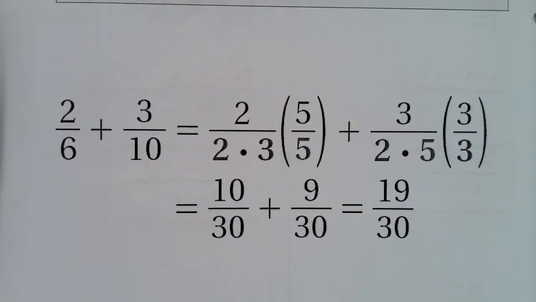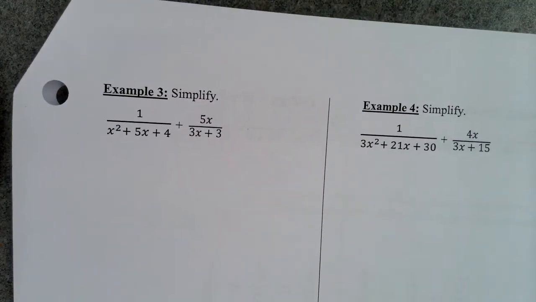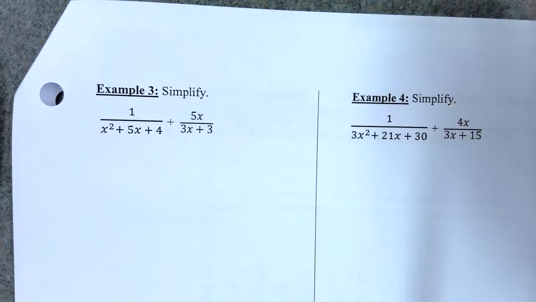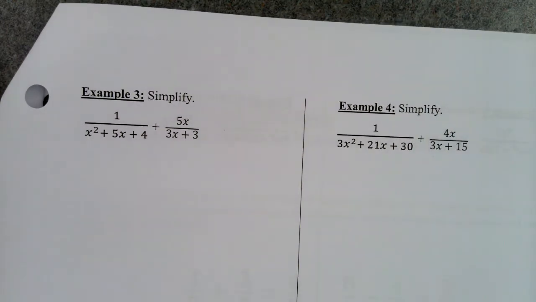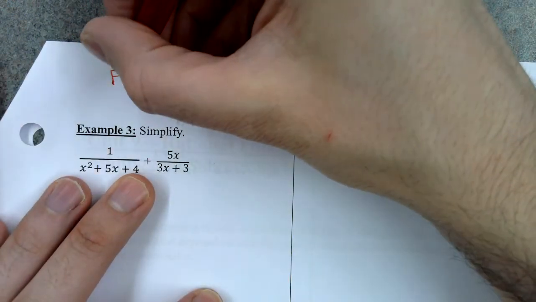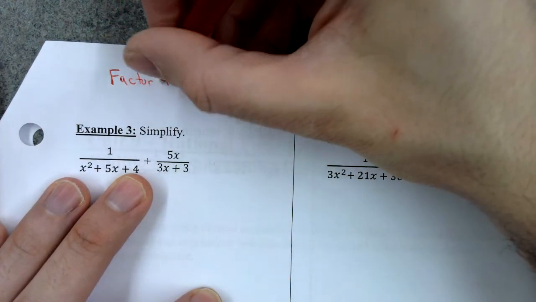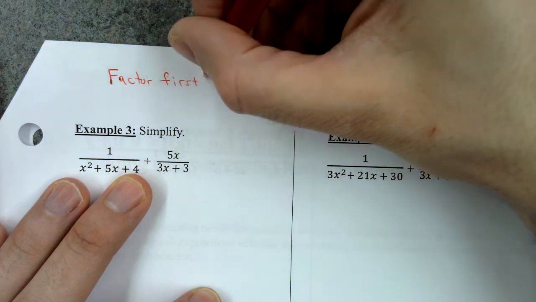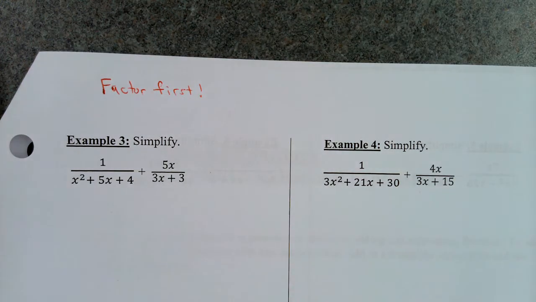Okay. I have this down here, but I'm just going to move on to the examples. I'm going to walk you through the examples and we'll see how we do these. Okay. So here's what I'm going to write down. Before we even try example 3, notice how we don't have common denominators in example 3 and example 4. Here's what we're going to do. We're going to factor first, then get a common denominator. Let's say factor first. Then get common denominators.